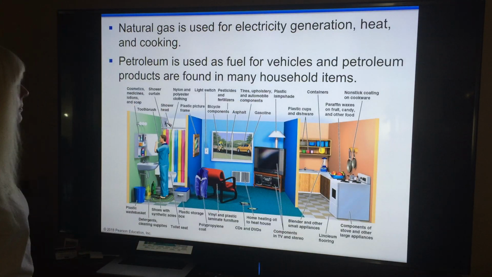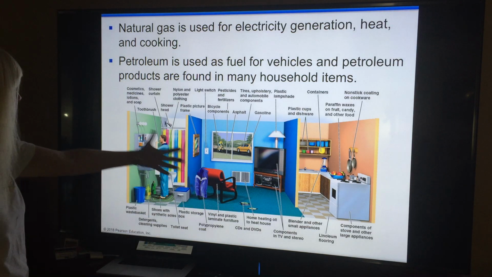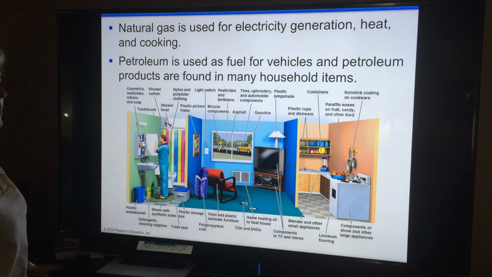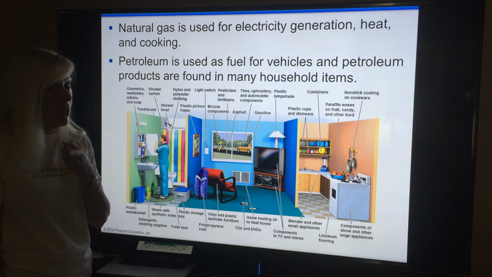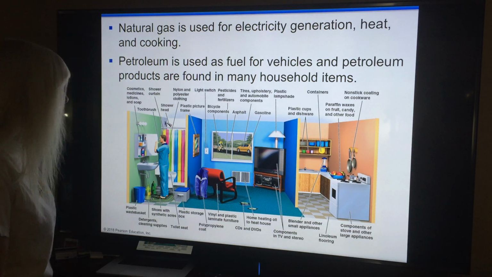Look at all the things we do. Let's all feel badly about all of this. I'm not feeling badly about brushing my teeth, but you know you don't have to get a plastic toothbrush. I'm just saying nowadays, other options are out there for you.